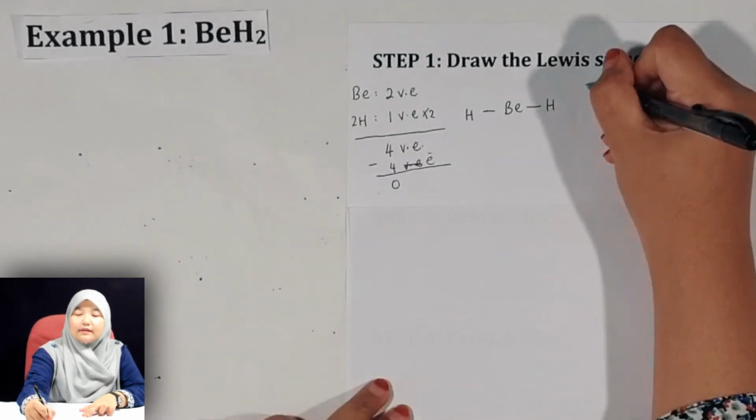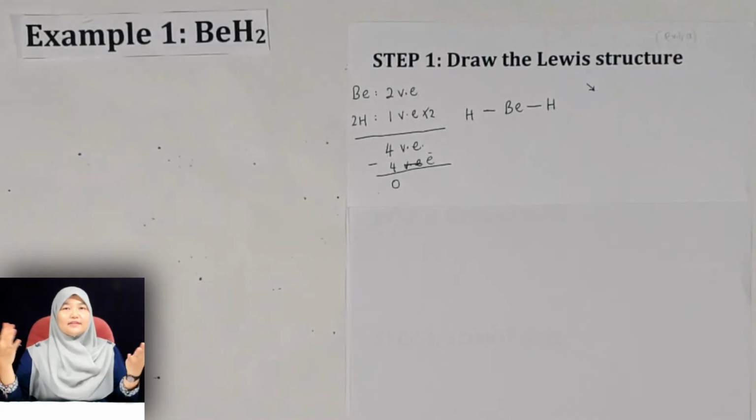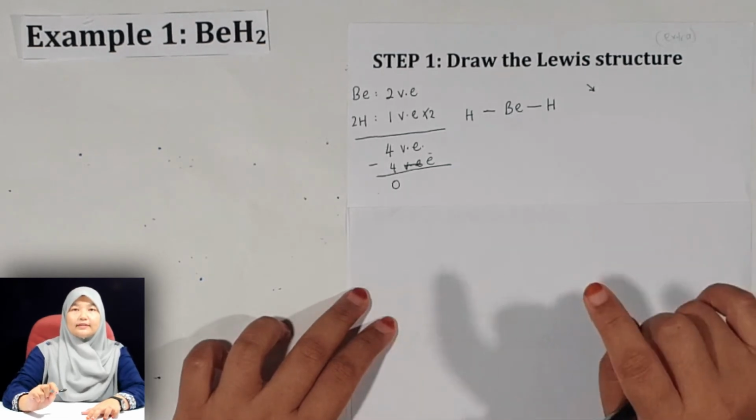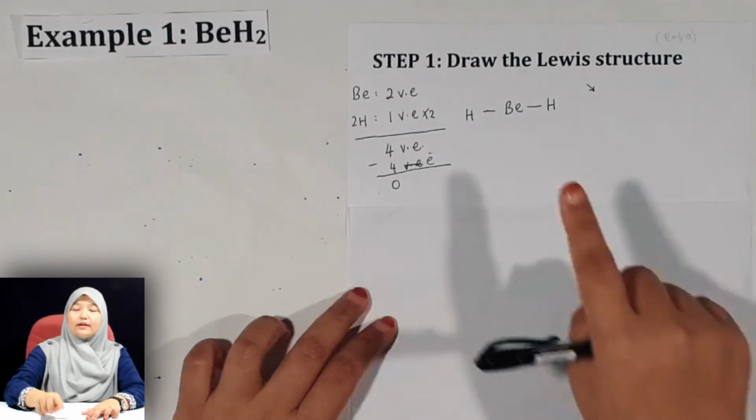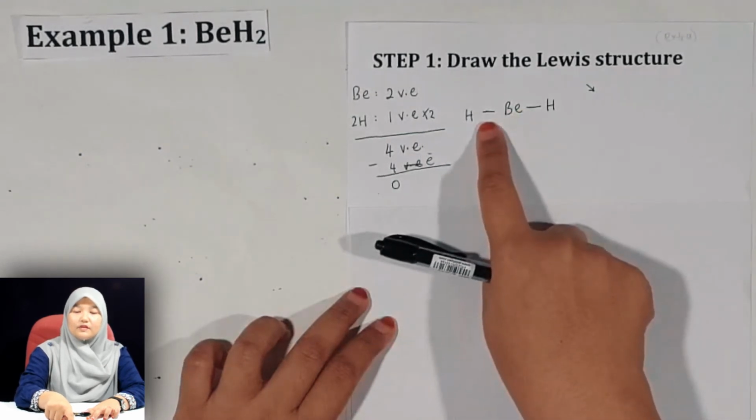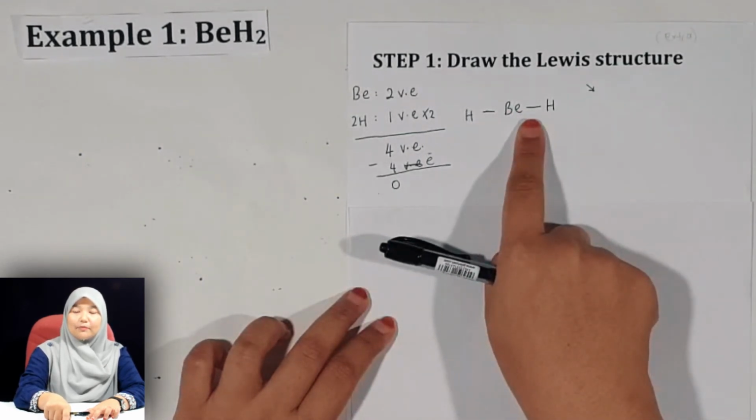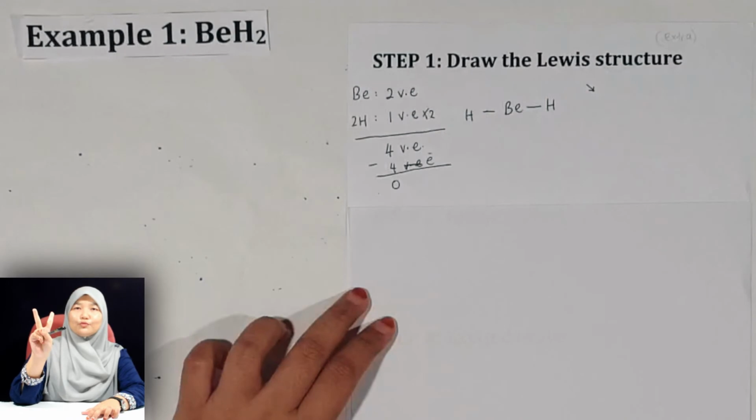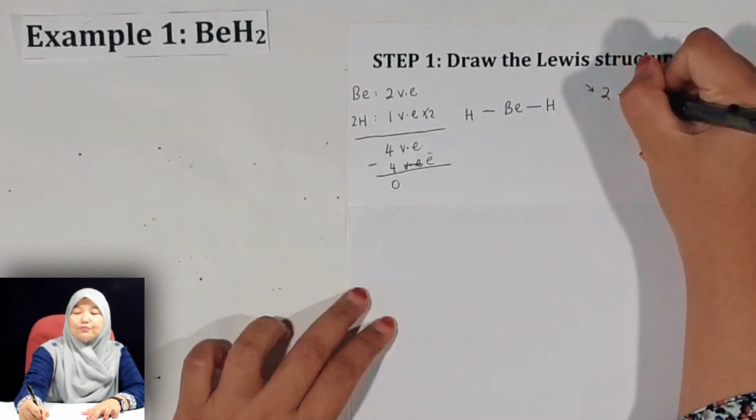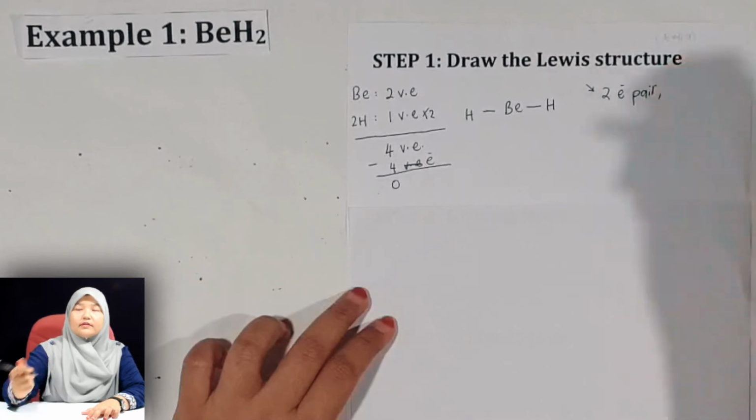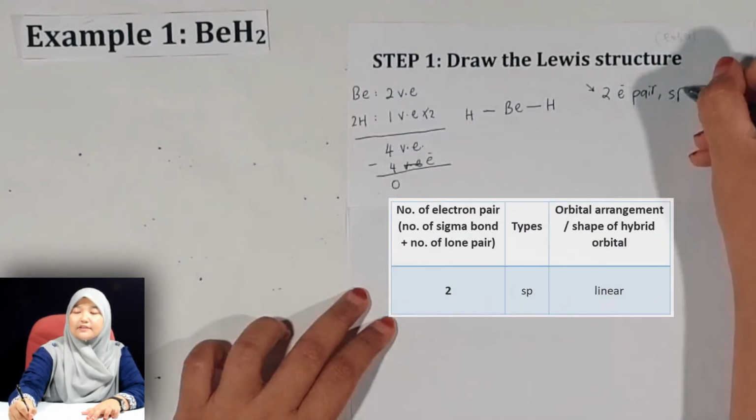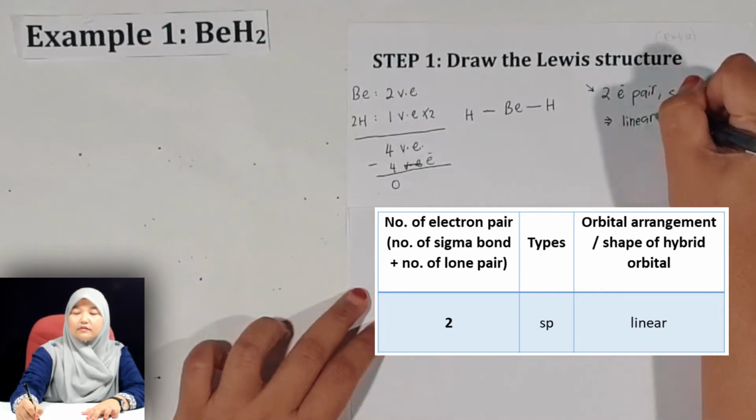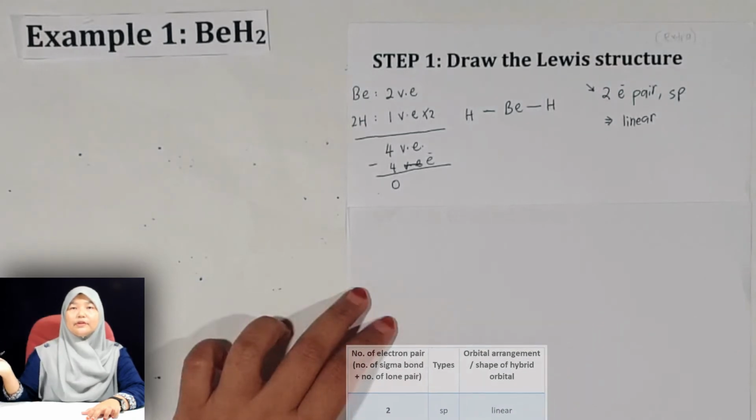Okay, yang pertama adalah benda yang paling penting, macam yang saya explain tadi, electron pair. Okay, bilangan electron pair. So, electron pair adalah sigma bond tambah lone pair. So, kita tengok Be, 1 sigma bond, 1 sigma bond. So, ada 2 sigma bond, kosong lone pair. So, total adalah 2 electron pair. So, 2 electron pair. Jadi, apa jenis dia tadi? SP. With the shape of linear. Sebagai dia punya hybrid orbital.